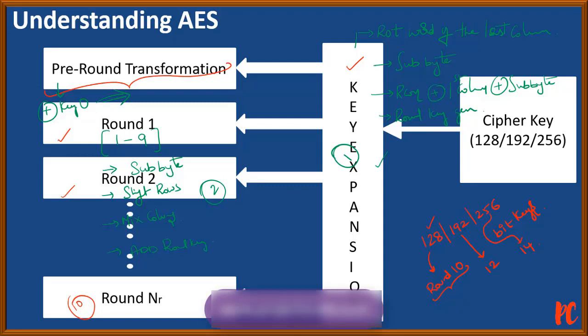Coming to the final round, round 10, we are not going to perform the MixColumns operation, and we are going to perform everything else. The first step would be SubByte, the second step would be ShiftRows, and the third step would be adding the round key. Here we are not going to do MixColumns, just make a note of that. This can be better understood with an example. So let's start with an example.